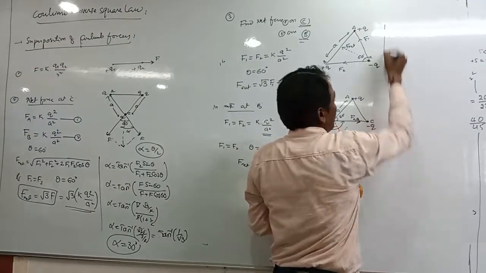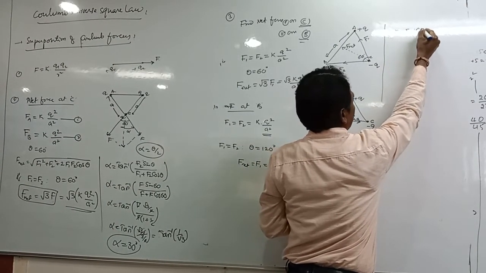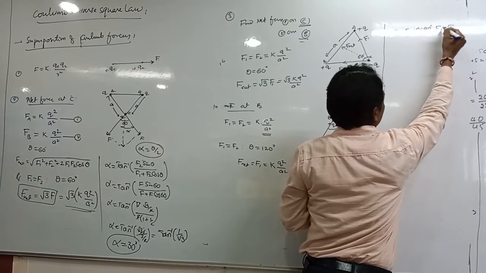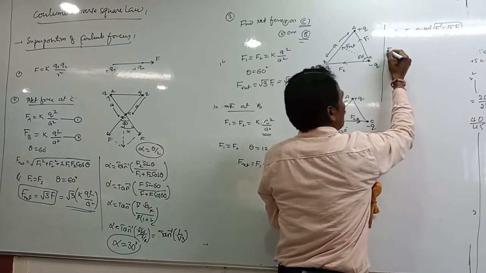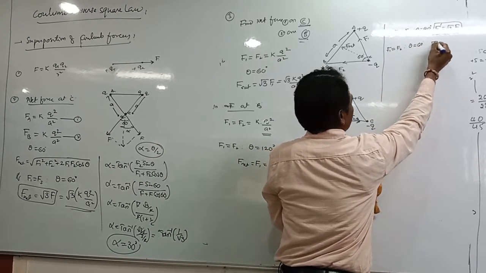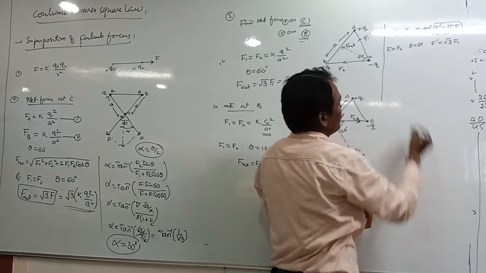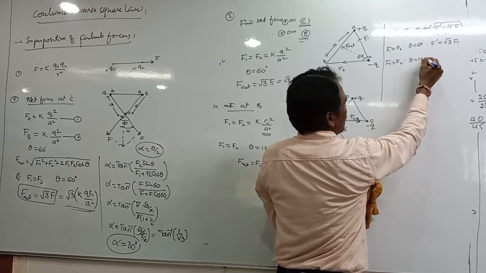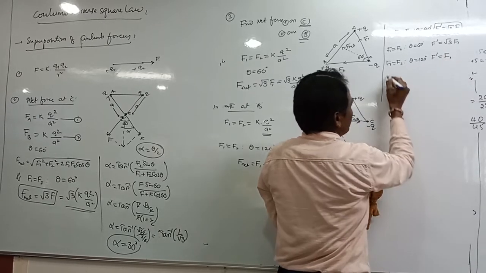So you have to know that if F1 is equal to F2, theta is equal to 90 degrees, then F net is equal to what you can write? Root 2 F1, okay. And if F1 is equal to F2, then angle between them is 60 degrees, F dash is equal to root 3 F1. F1 is equal to F2, theta is equal to 120 degrees, F dash is equal to F1.